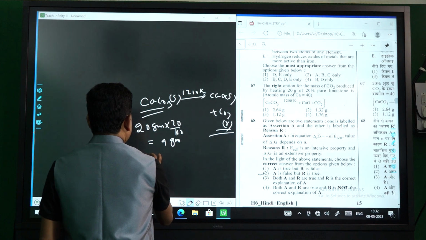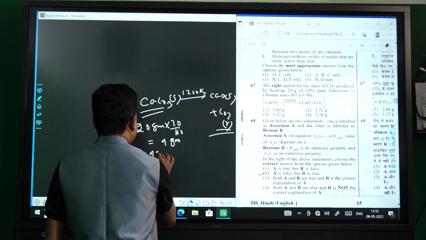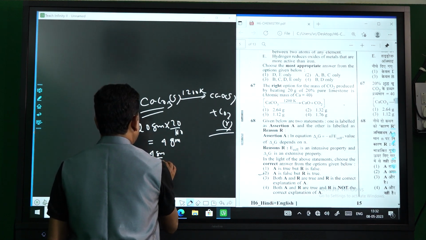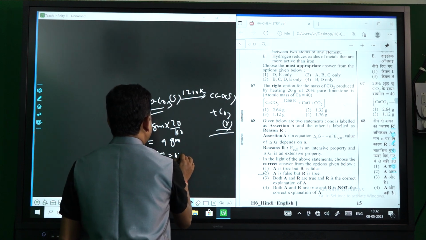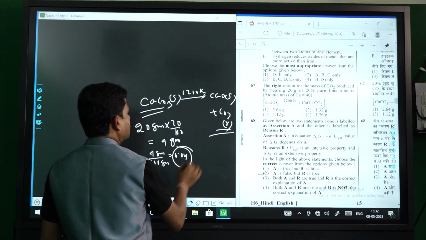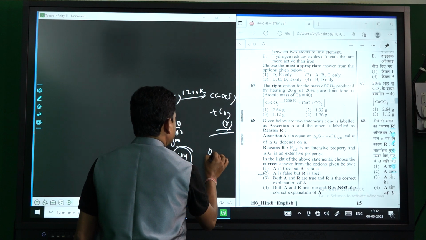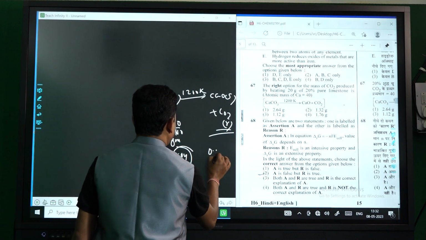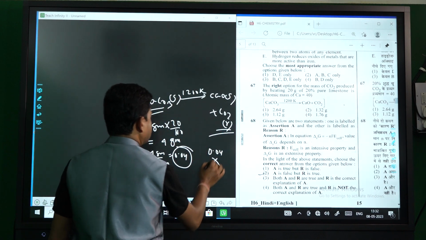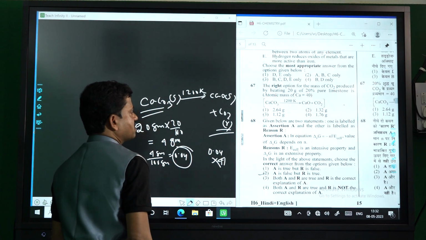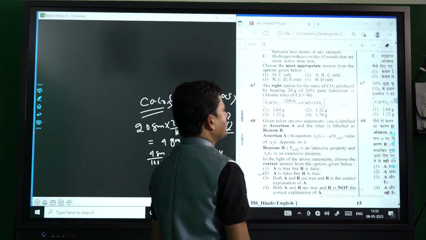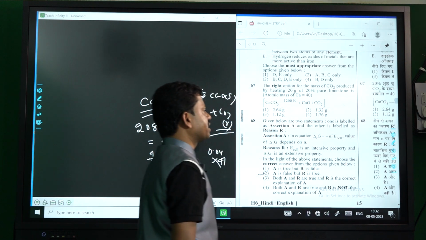So calculate the number of moles: 4 gram divided by 100 gram, so you will get 0.04. That mole equals the moles of carbon dioxide, and how to convert into mass? 0.04 multiplied by the molar mass of carbon dioxide, 44. So you will get the answer 1.76 gram. The very good question.